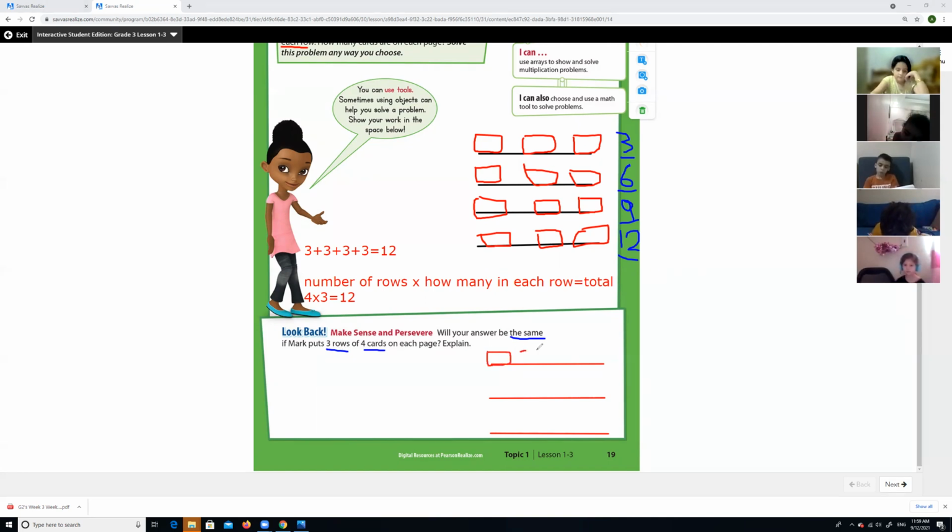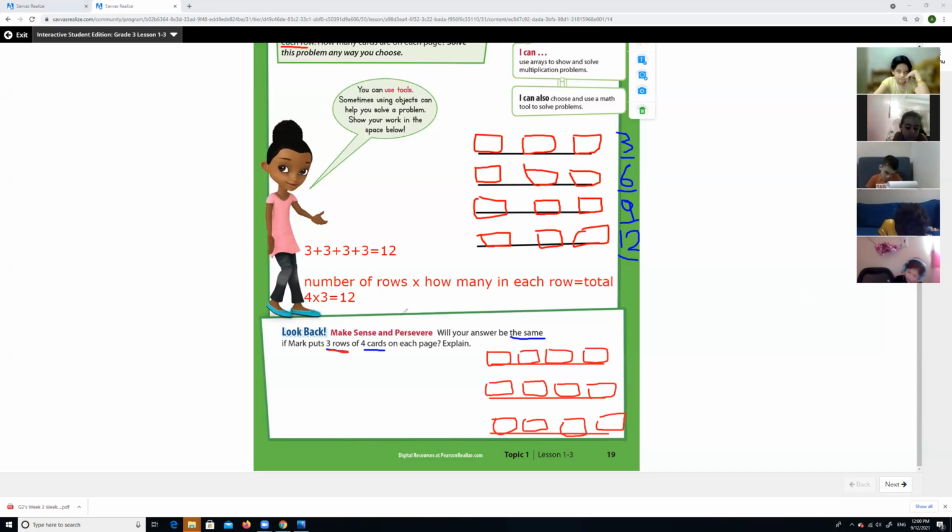1, 2, 3, 4. 1, 2, 3, 4. 1, 2, 3, 4. So now I made 3 rows of 4 cards. 3 rows, and in each row 4 cards.